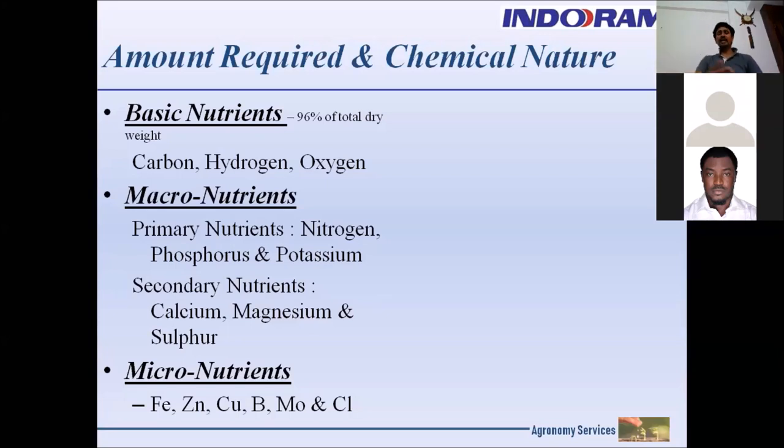Then the second category is macronutrients, which are required in relatively higher quantity. And the last is micronutrients, which are required in lesser quantity. Within macronutrients, some are primary, like nitrogen, phosphorus and potassium. These are the primary nutrients, and straight fertilizers, if you see the definition, come under primary nutrients. Then secondary nutrients are calcium, magnesium, and sulfur. And the micronutrients are iron, zinc, copper, boron, molybdenum, and chlorine.